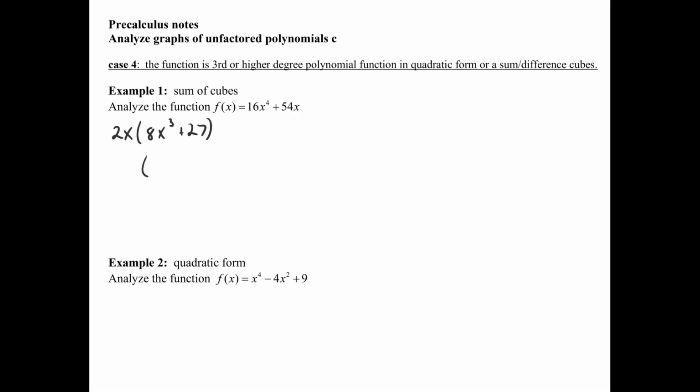This one, the 8x cubed, is 2x to the third, right? 2 cubed is 8. X cubed is x cubed. And this one is 3 to the third. And those are still going to be multiplied by the 2x. And we're looking for zeros, right? So this is all equal to 0.